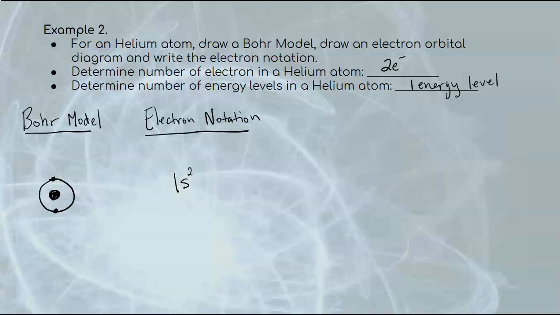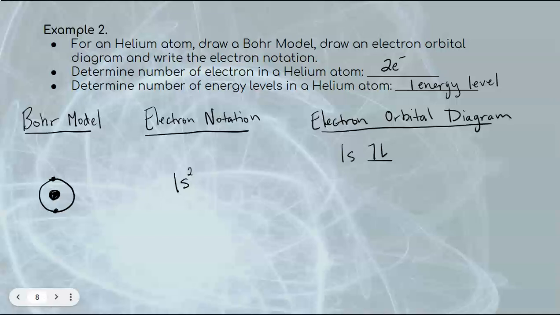If you haven't already, go ahead and draw the electron orbital diagram for helium. Now you can see the electron orbital diagram for helium. It's also pretty simple. I just write 1s, and then I either draw a line, or as I did in the other images, you could draw a box for the orbital too. Either or is acceptable.